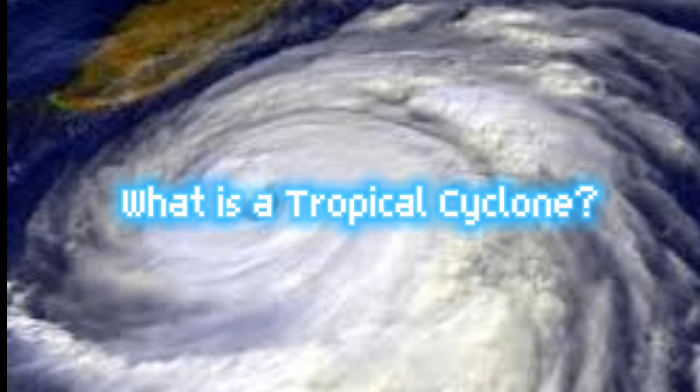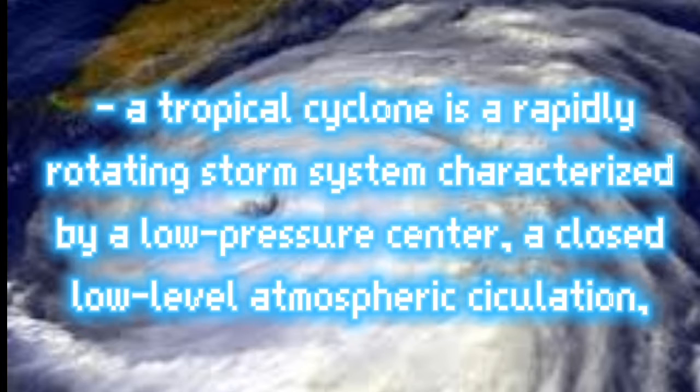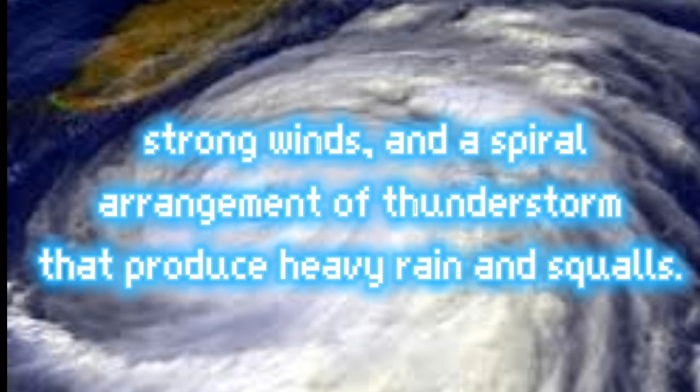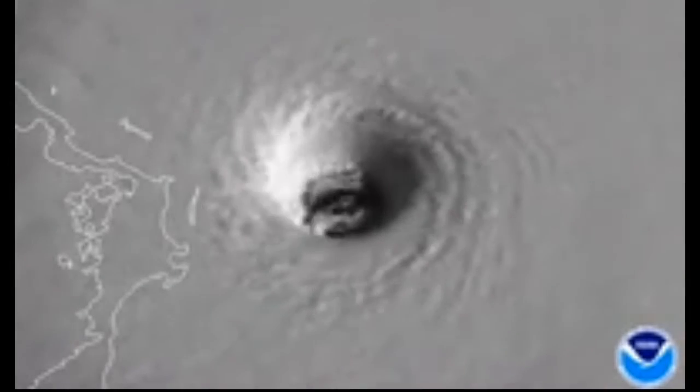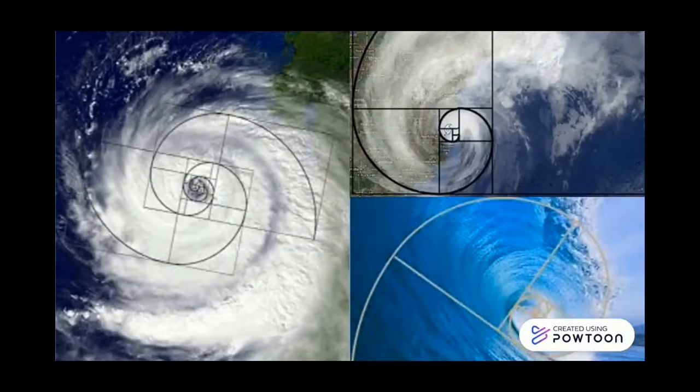So what is a tropical cyclone? A tropical cyclone is a rapidly rotating storm system characterized by a low-pressure center, a closed low-level atmospheric circulation, strong winds, and a spiral arrangement of thunderstorms that produce heavy rain and squalls. And as you can see in the video, this is why a spiral pattern is observed during a tropical cyclone.